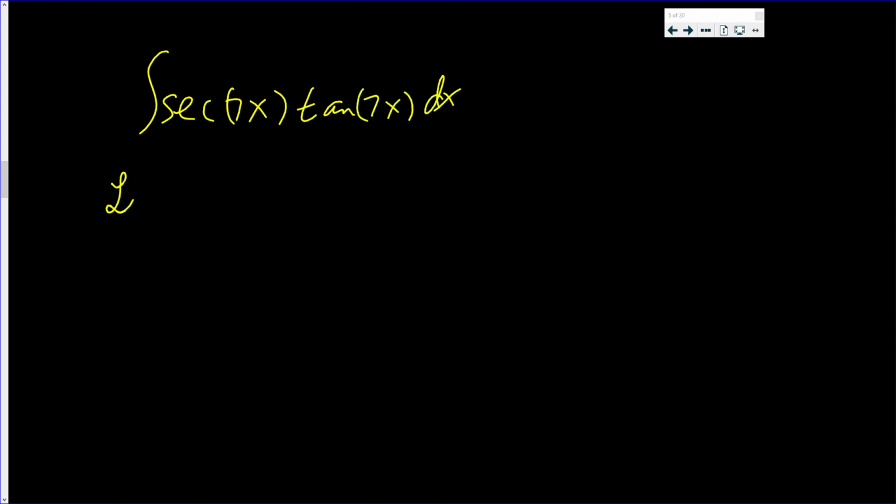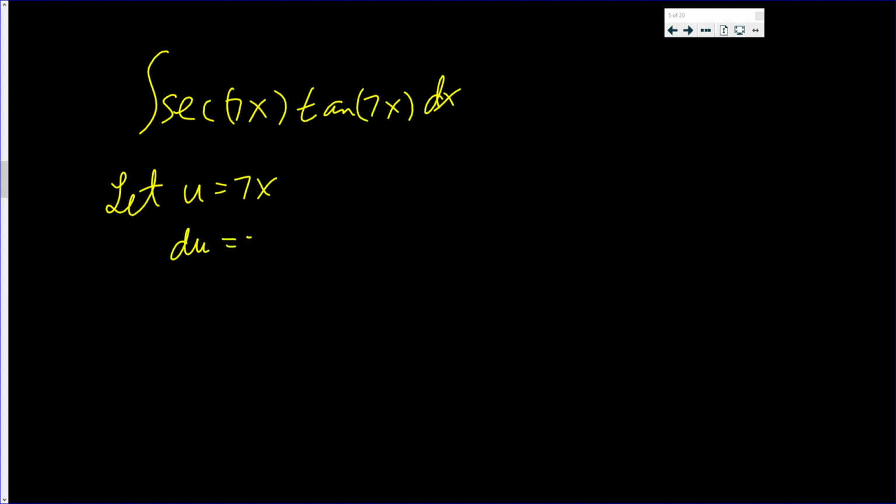Here's an easy one. Easy because it follows one of the rules that you're supposed to know. The integral of secant of 7x times the tangent of 7x dx. Like I've been saying, I would let u equal an angle if the angle was more complicated than u or v or t. It's 7. It's not just the letter. It's 7 times the letter.